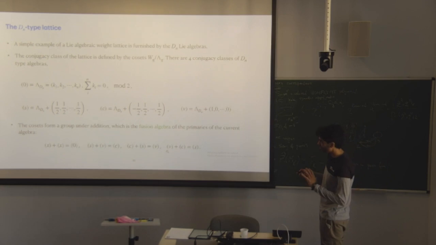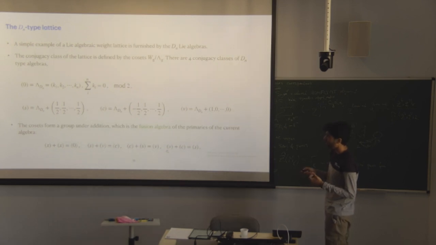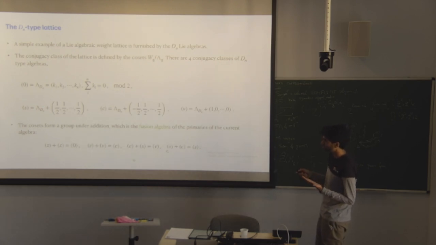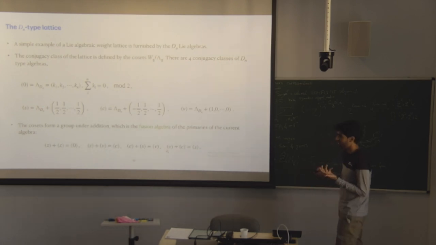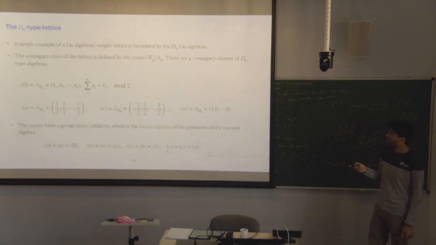So the fusion algebra from the lattice point of view is just lattice addition. If you take any two vectors of the same conjugacy class, you will get the root conjugacy class, and similarly you can do the procedure with the S and V conjugacy classes to get C. So you take any two and you get the third. If you add any conjugacy class back to itself, you get the root conjugacy class, and that's the fusion algebra of the local operators in your CFT.